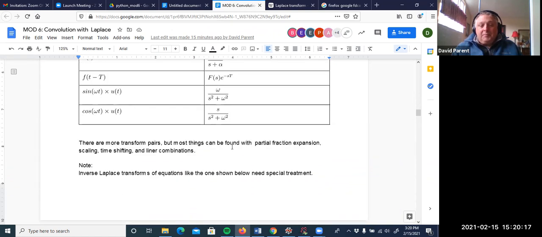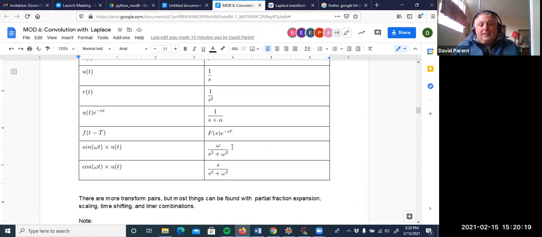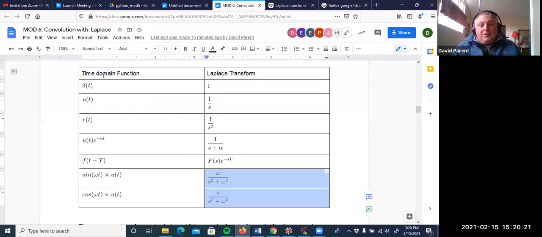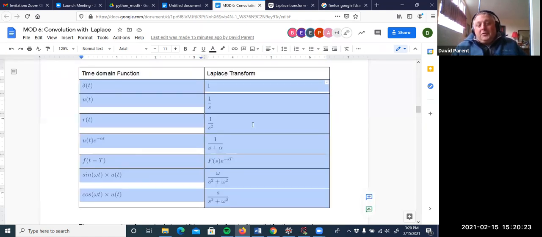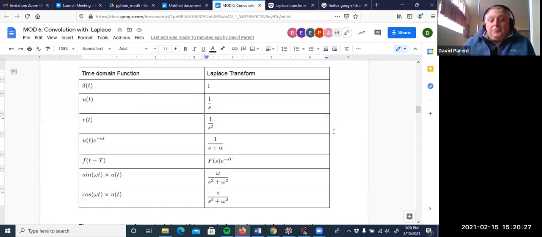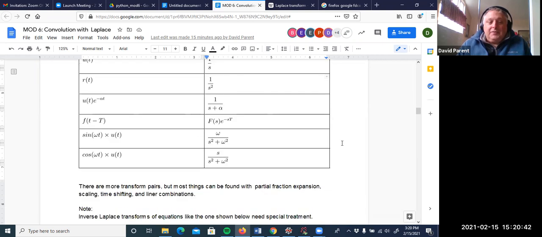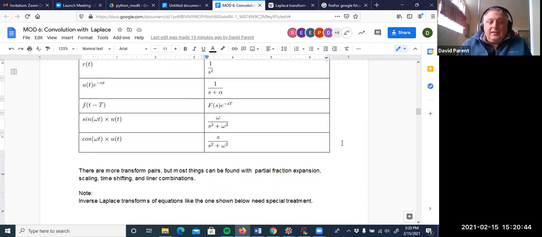Now there's more than this, right? There are more transform pairs. And the thing is, in some ways this is almost all you need for first order type circuits if you use partial fraction expansion, right? But that is a little bit difficult to deal with on an exam. So in my recommended cheat sheet, which you can find in the Canvas shell, I have the most common ones.